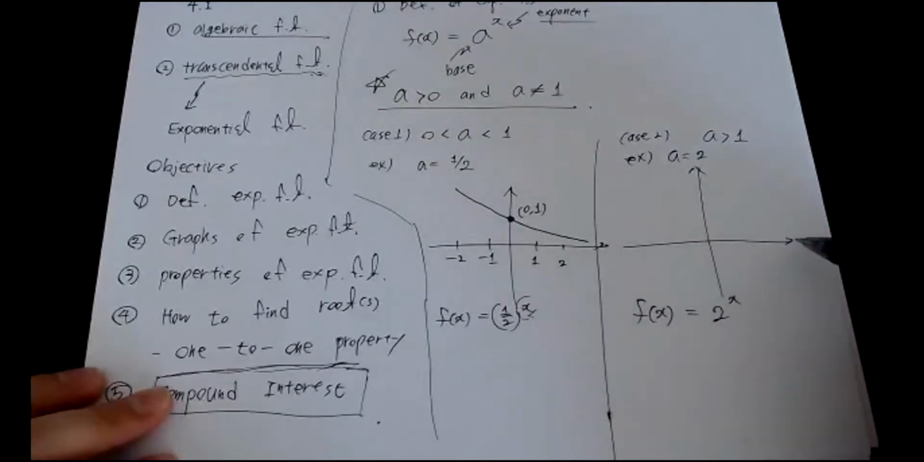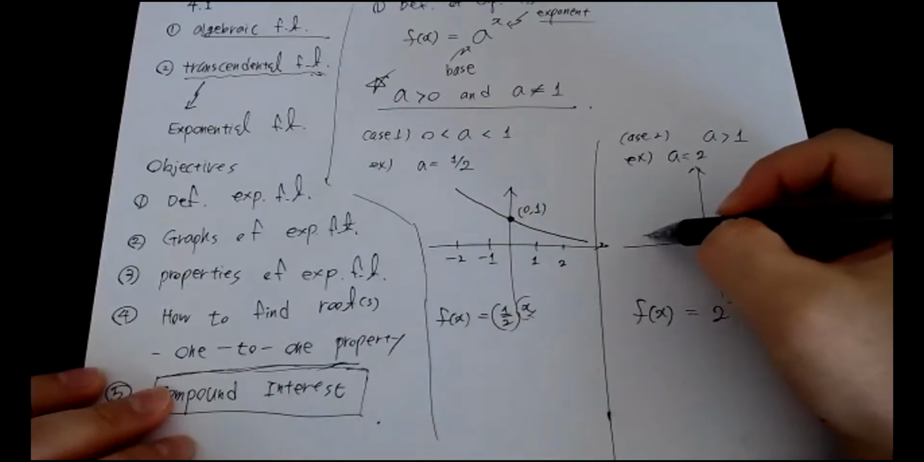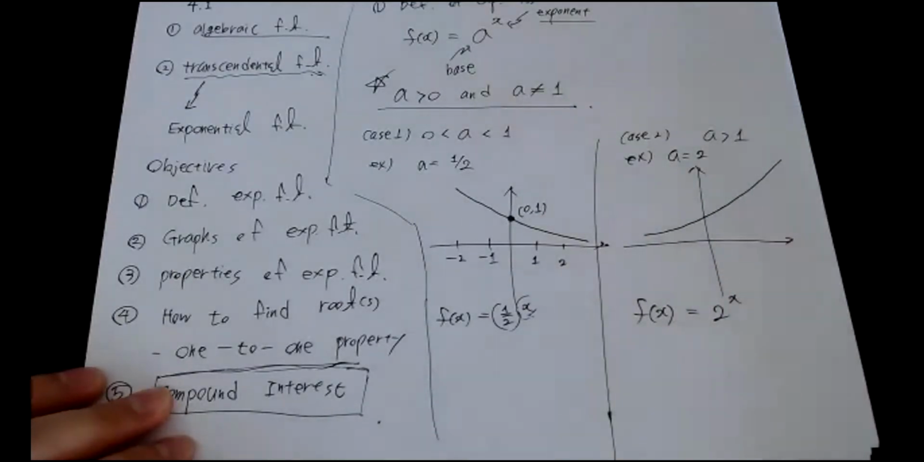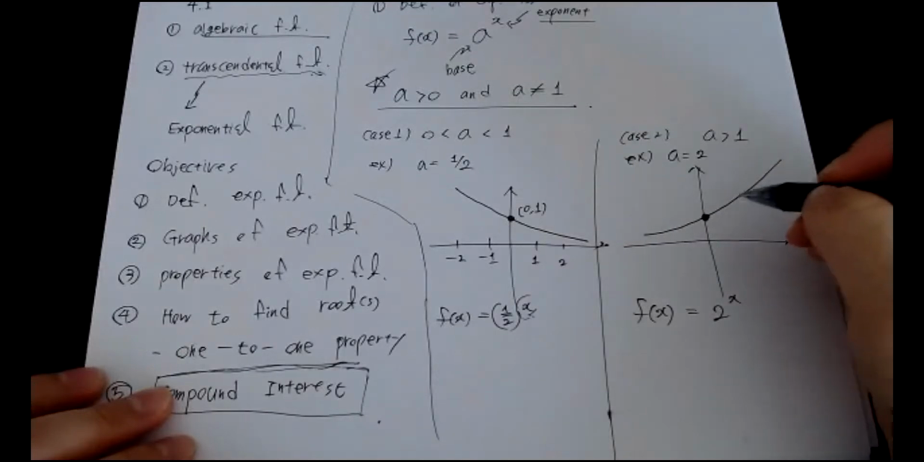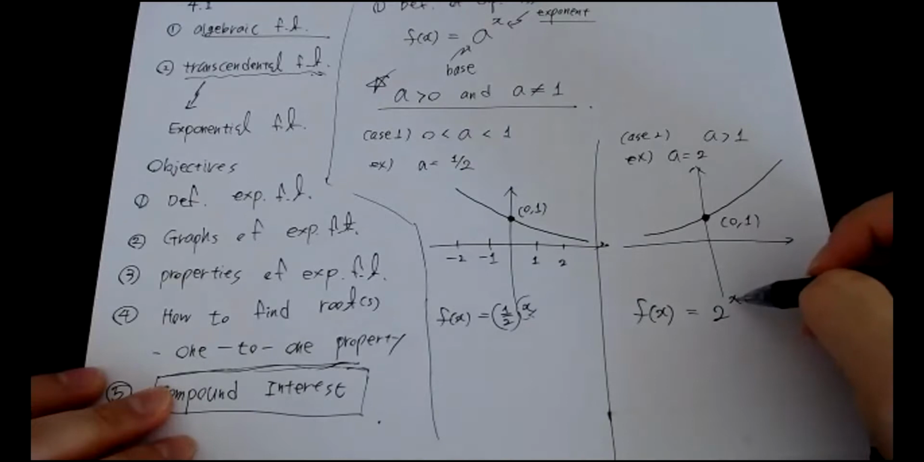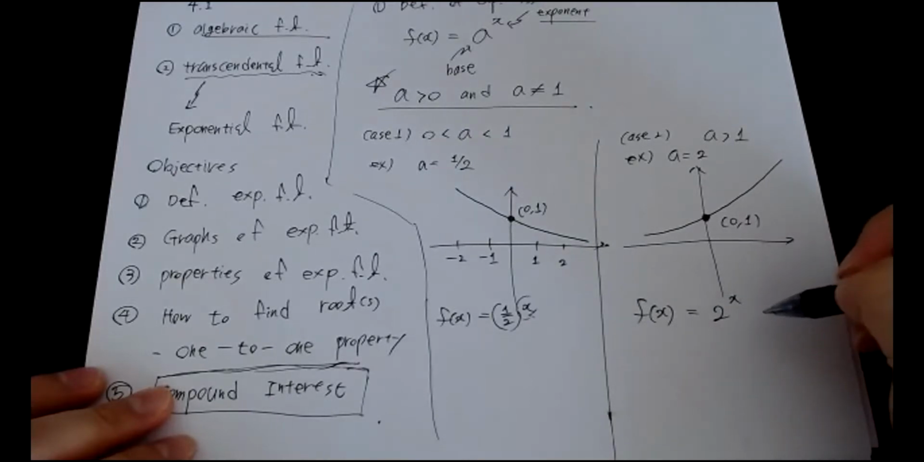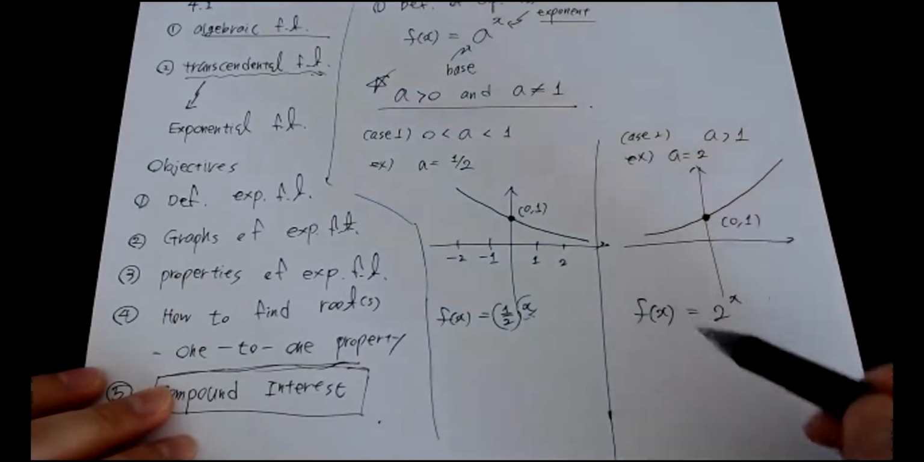As x is increased, then y is increasing, right? Does it make sense? So the graph must be like this. Okay. So now, see here, the y-intercept must be (0, 1). Why? Because when x equals 0, 2 to the 0 power is 1, right? So here we can figure out what?